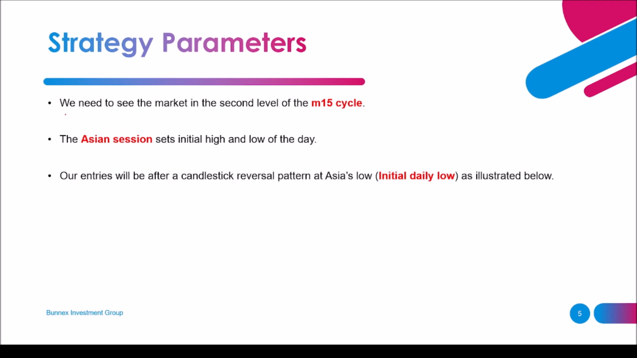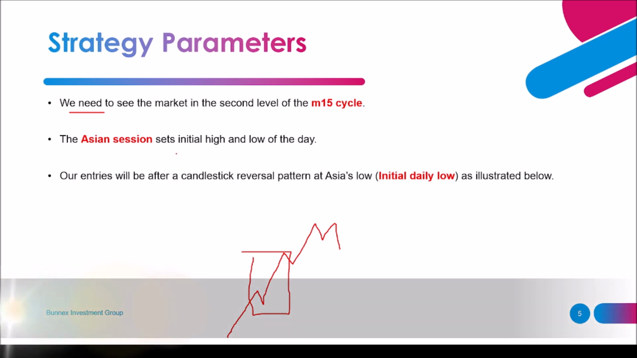So here are the strategy parameters. We need to see the market in the second level of the M15 cycle. If you have been following us, we trade the institutional market maker method where we count levels. We have 3 levels to complete a cycle. So we are saying in this second level, that is where we are actually going to make use of this particular London session strategy. The Asian session is a consolidative session.